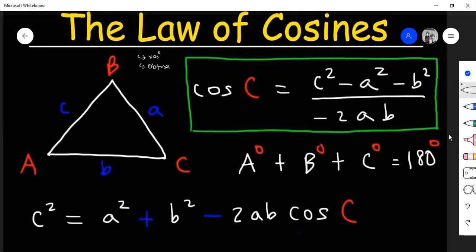How the cosine rule works is very easy. I'll just show you guys the formula. My concept is like this: it's a mixture of Pythagoras with a several component of the cosine rule.